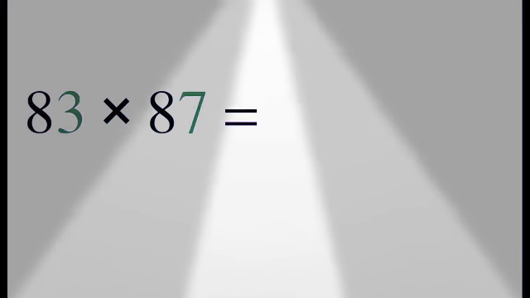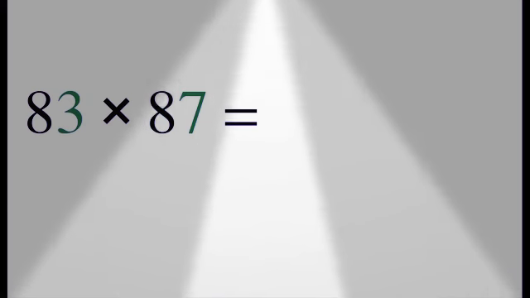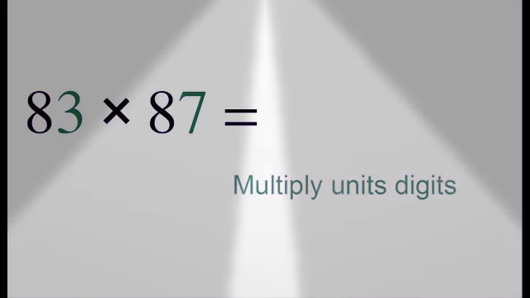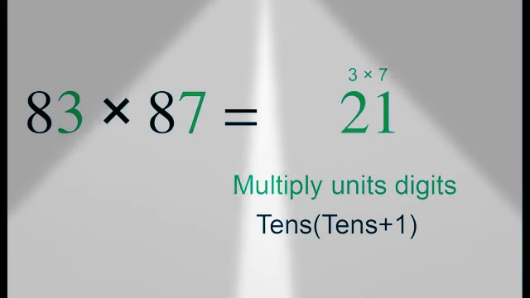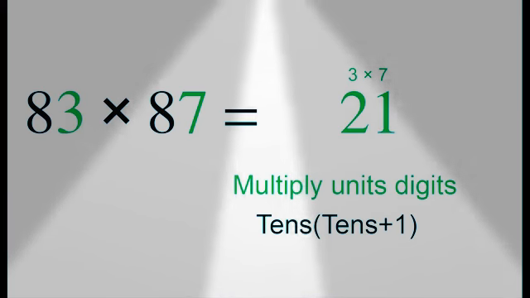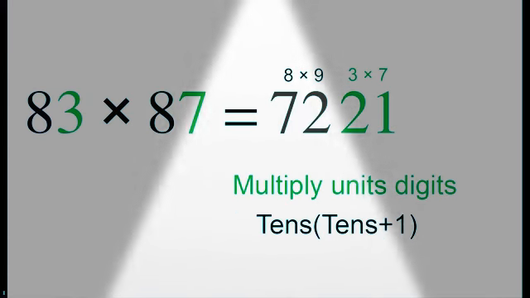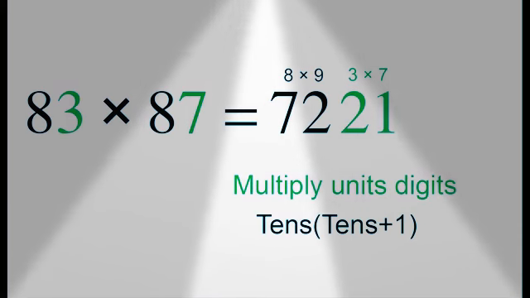So let's do 83 times 87. This multiplication problem works because 3 plus 7 is 10, and the tens digit of 8 is the same between the two numbers. So the trick you want to do, the first step is you multiply the units digits together, which is 3 times 7, which gets 21. The second step is you take the tens digit and multiply it by one more than itself. In this problem, the tens digit is 8, so we take 8 times 1 more than itself, 9, and that gives us 72. And that's our answer. 83 times 87 is 7221.